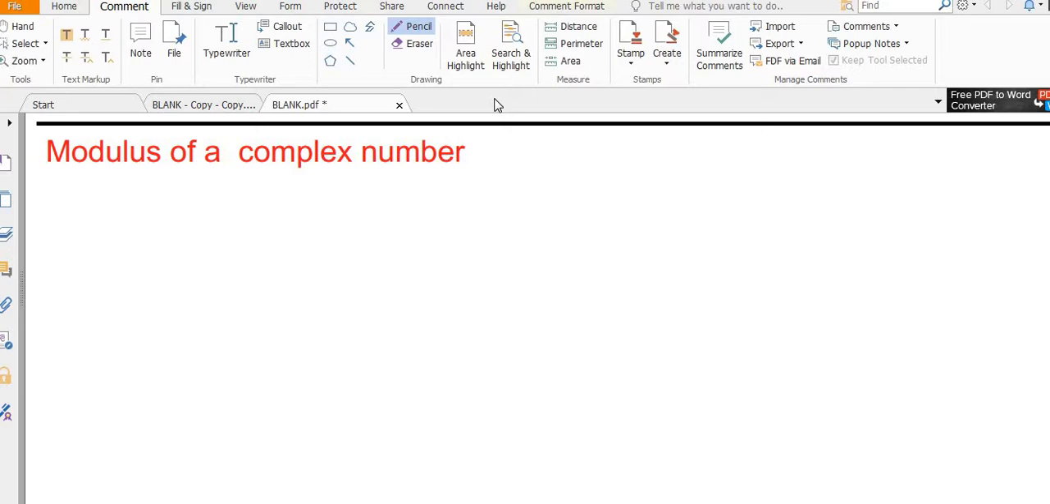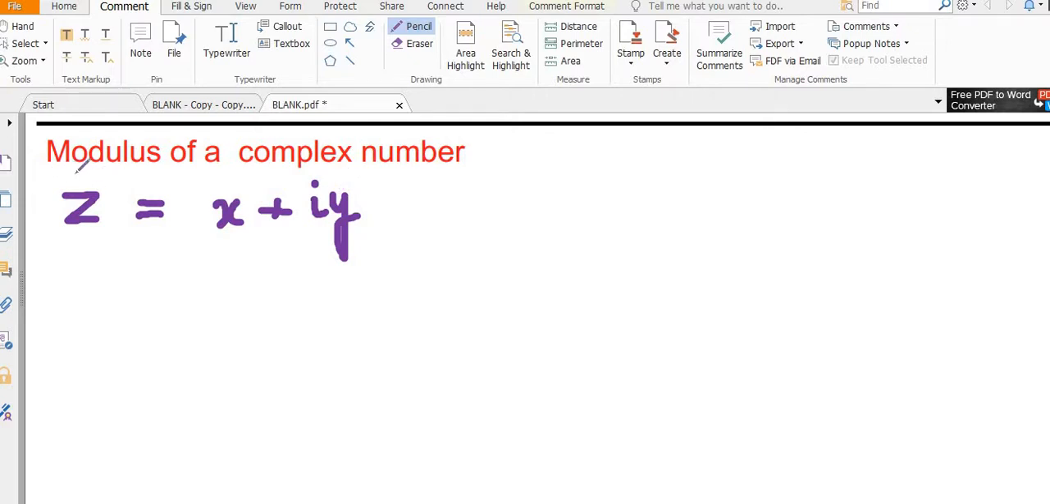Now first, before we start with the modulus, let's take a complex number. So let's consider a complex number z equal to x plus iy, right? So I'm considering a complex number x plus iy. So x is the real part of the complex number, iy is the imaginary part of the complex number. We are already well aware of that.